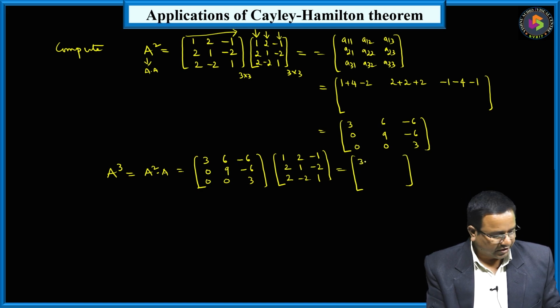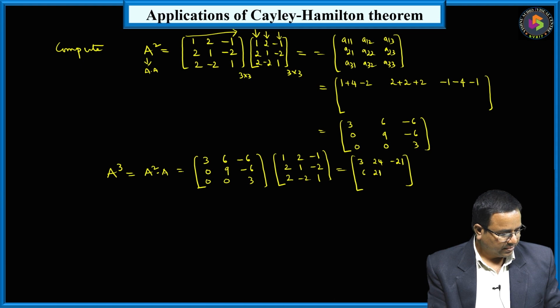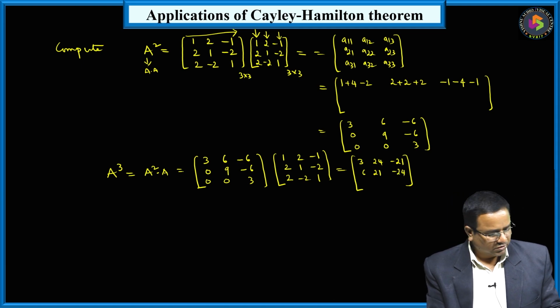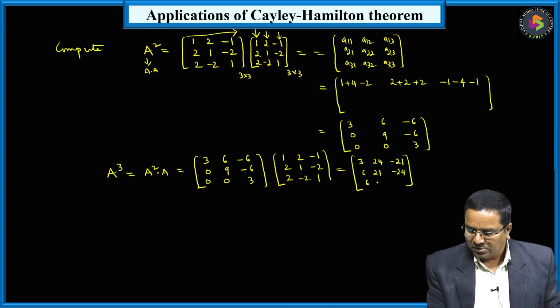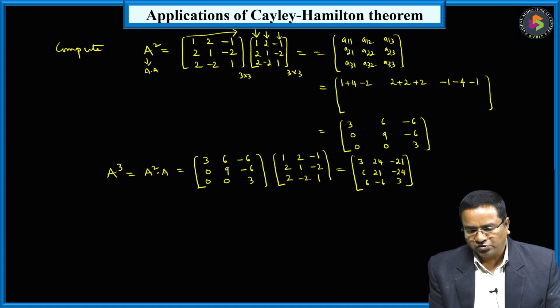You will compute this 3, you will get this 24. This is the minus 21 we will get. Then 6, 21 and minus 24. Even this one you can do in a calculator also. Then 6, minus 6 and 3. So whatever powers we require, first you have to compute.